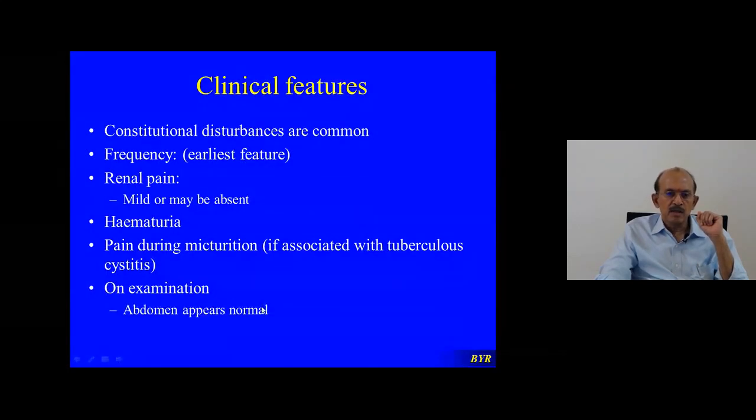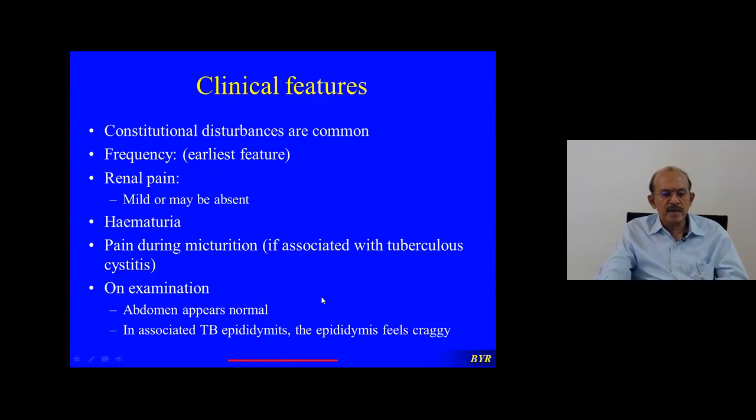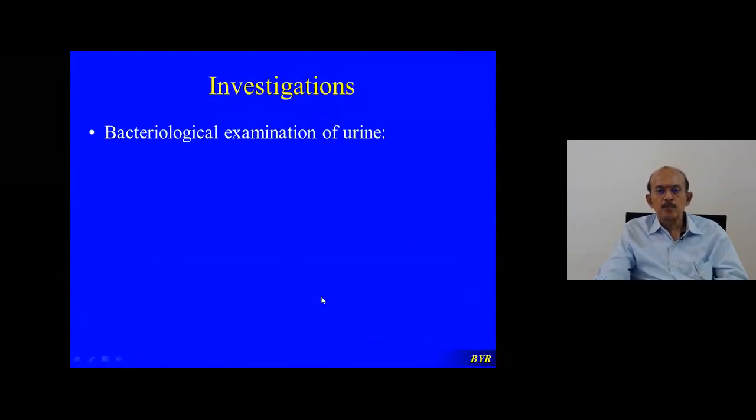On examination, the abdomen appears normal. There may be associated tuberculous epididymitis, and then the epididymis feels craggy. Investigation: bacteriological examination of urine. Already in the general investigations of the urinary tract, we have studied about the tuberculosis infection of the kidneys. Can you tell me what is the picture in bacteriological examination of urine in case of tuberculosis of the kidneys? What do you call that condition?